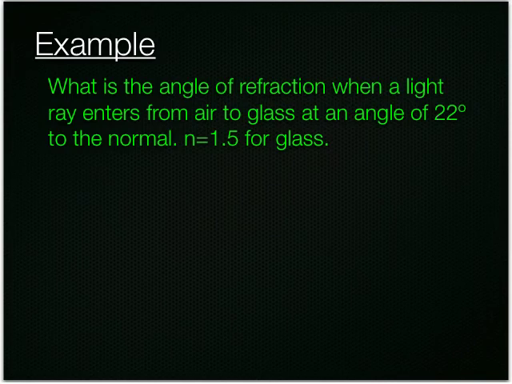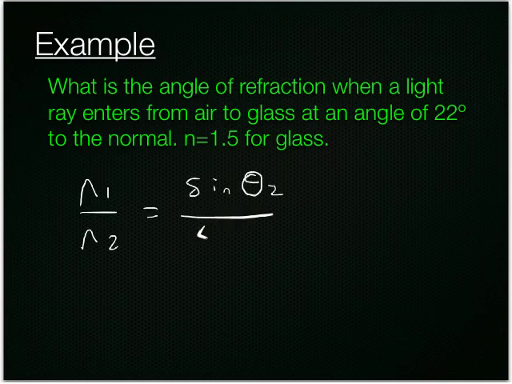So what's the angle of refraction when a light ray enters from air to glass at an angle of 22 degrees to the normal, and n is 1.5 for glass? Okay, so what we have here, n1 over n2 equals sine theta 2 over sine theta 1.